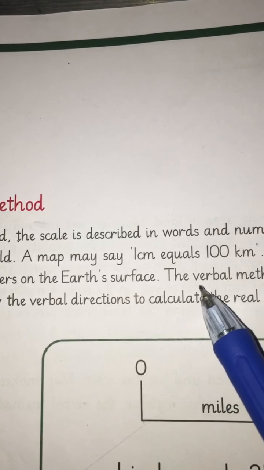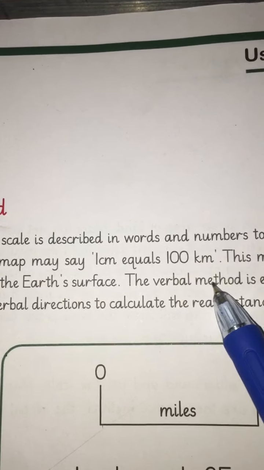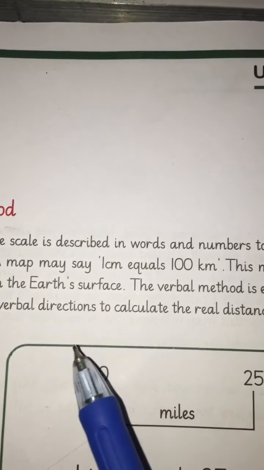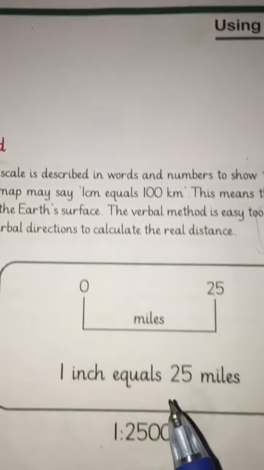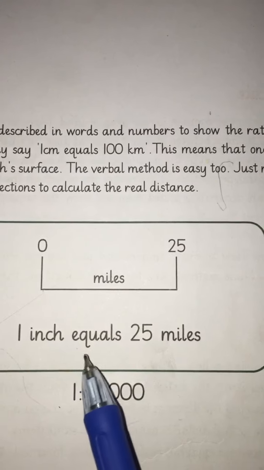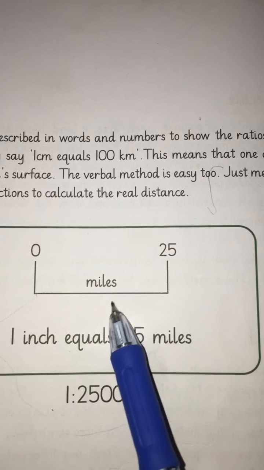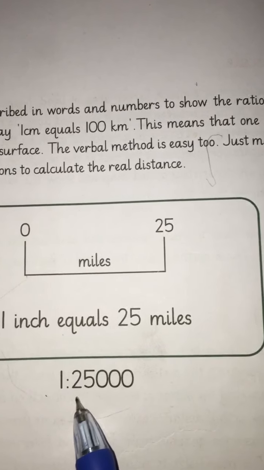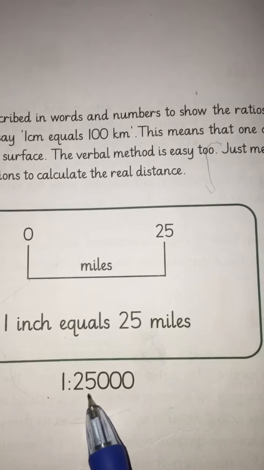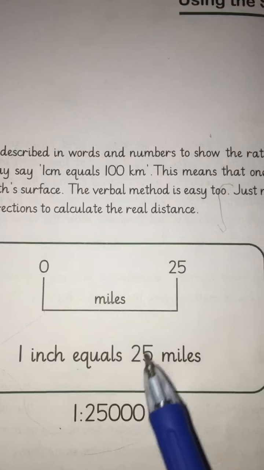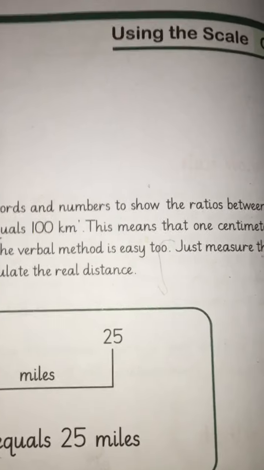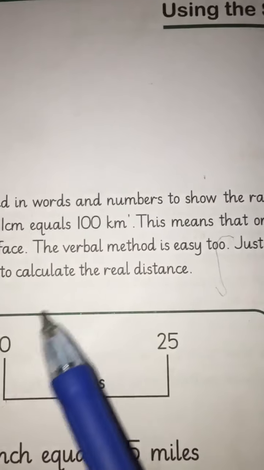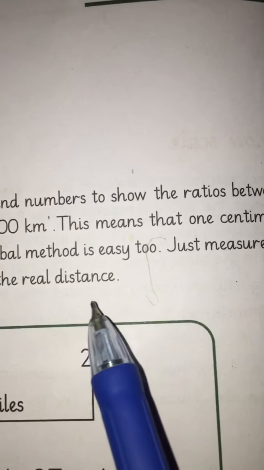As you can say, a map in which 1 centimeter equals to 100 kilometer. This means that 1 centimeter on the map is equal to 100 kilometers on the earth's surface. As you can see here, 25 miles and 1 inch equal to 25 miles. That is, what is this ratio? 1 to 25. So the verbal method is easy too. Just measure the distance on the map and then follow the verbal directions to calculate the real distance.